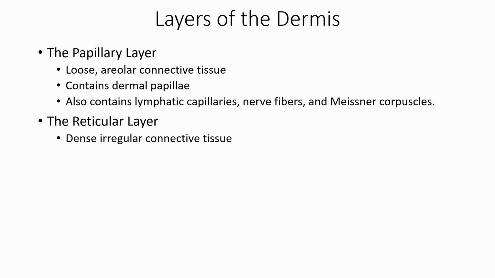The papillary layer is where we have those dermal papillae that I mentioned. And we're also going to have some lymphatic capillaries, some nerve fibers, and Meissner corpuscles, which are going to help with sensation as well. And then the reticular layer, this is the dense irregular connective tissue. So we're looking at collagen, collagen, collagen, collagen.